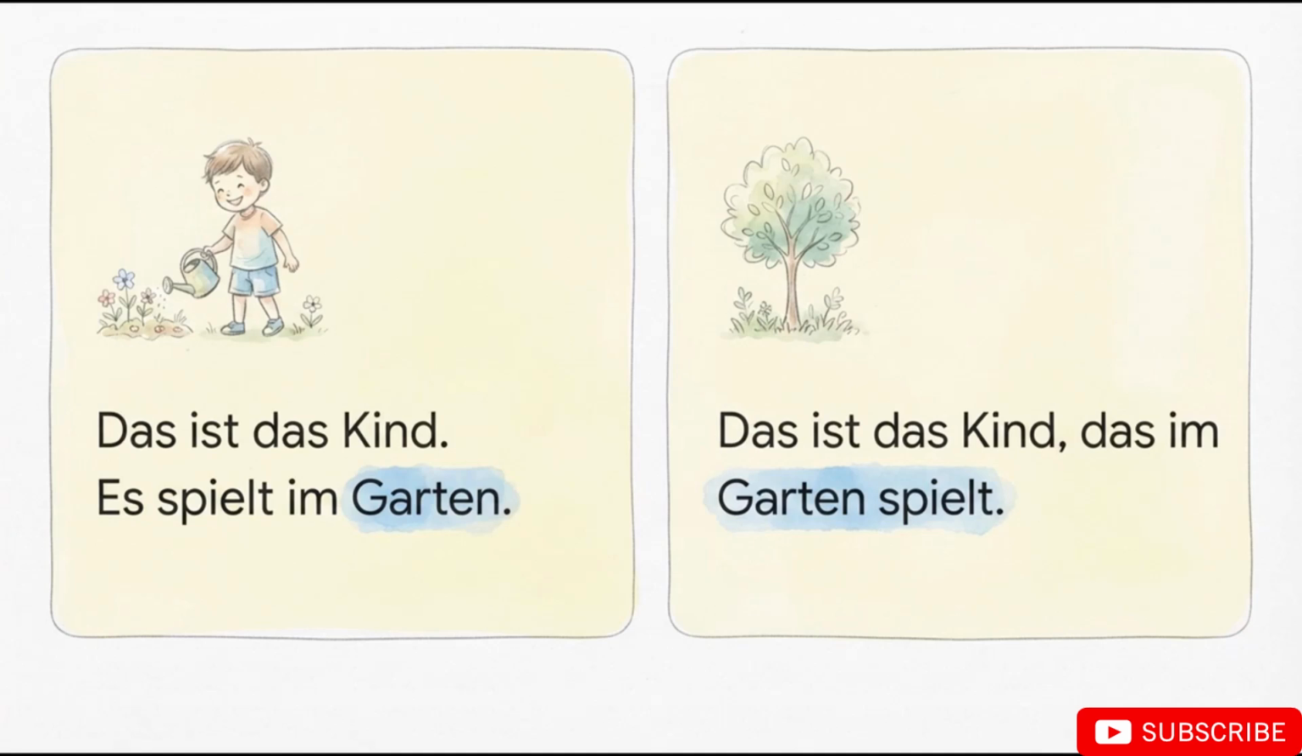Let's keep this momentum going with a neuter example. Das ist das Kind, es spielt im Garten. That is the child, it's playing in the garden. Combined, we get das ist das Kind, das im Garten spielt. See? Das is our neuter relative pronoun matching Kind, and spielt gets pushed all the way to that final position.